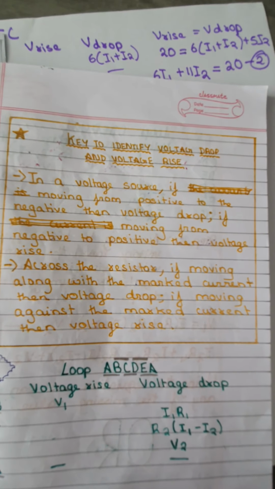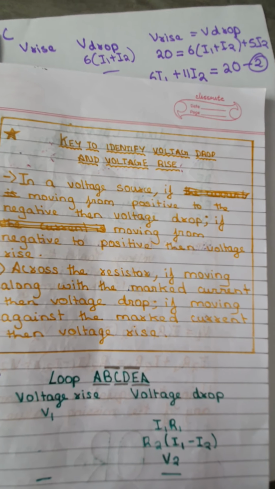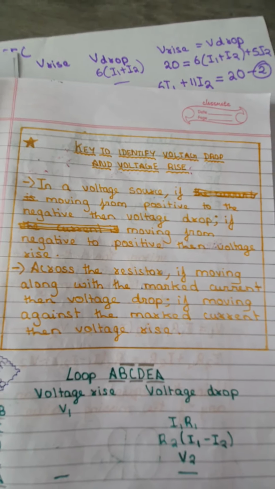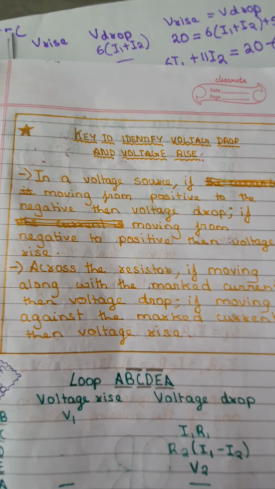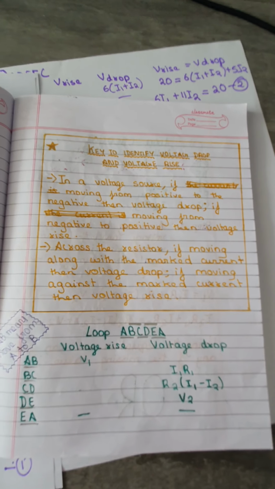This is the main part. This is the key to identify voltage drop and voltage rise. It's very important. If you understand this, then this mesh method is really easy for you to do.